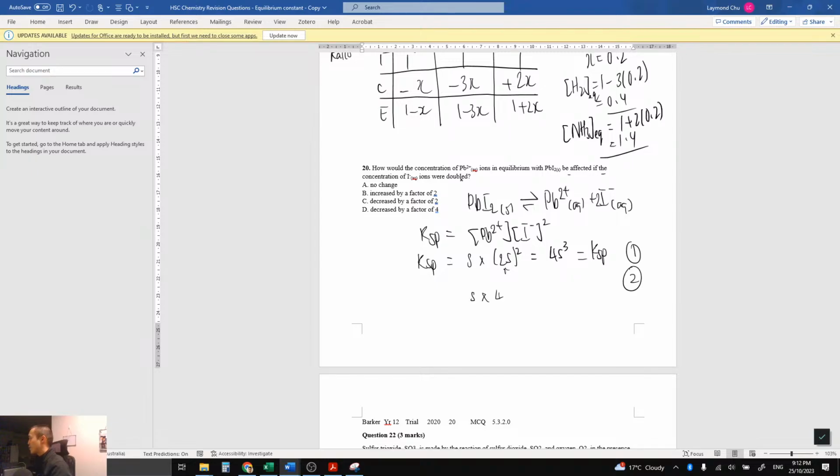So what does that equate to? So that is 4S, and now 4S is squared. Okay, we're just changing the concentration of our amount inside that. So what does that become? That becomes 16S cubed. Noting that that's going to also be some sort of constant, we can do 16S cubed over 4S cubed, which will give us 4. So that means that the 4 needs to be decreased somehow, and that somehow is by decreasing the solubility of our Pb. Okay, so the answer is D.